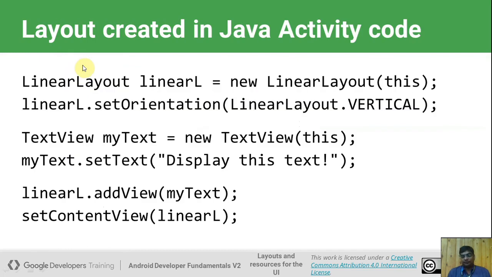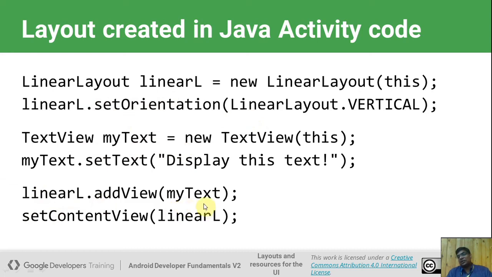And that is the layout created in Java activity code. We create the linear layout object. After that we change the properties of linear layout, set orientation, and we attach all the text views and other things to the linear layout here. linear.addView(myText).